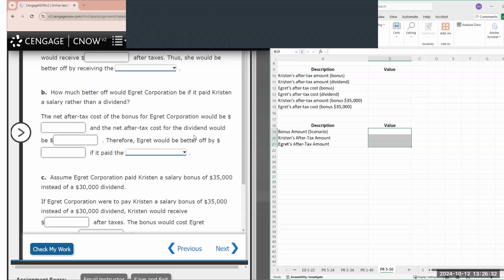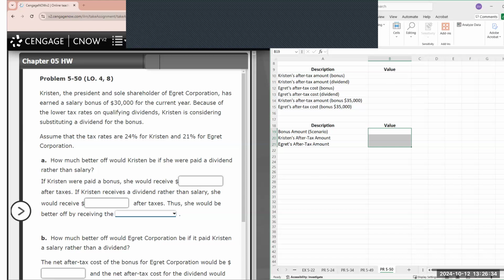So there's a lot going on in this problem, but it's similar to the problem that we saw before. It states, Kirsten, the president and sole shareholder of Egret Corporation, has earned a salary bonus of $30,000 for the current year. Because of the lower tax rates on qualifying dividends, Kirsten is considering substituting a dividend for the bonus. Assume that the tax rates are 24% for Kirsten and 21% for Egret Corporation. How much better off would Kirsten be if she were paid a dividend rather than a salary?